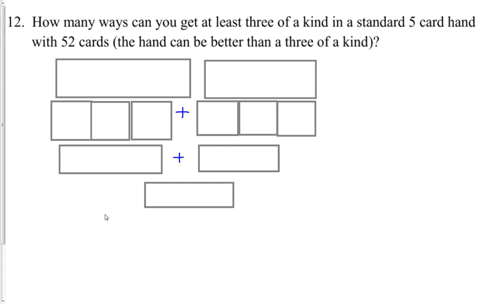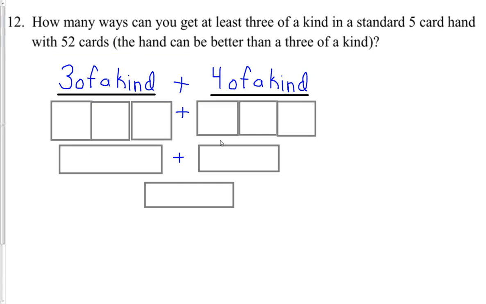And lastly, how many ways can you get at least 3 of a kind in a standard 5-card hand with 52 cards? The hand can be better than 3 of a kind. So we're going to solve for if we get 3 of a kind and if we get better than 3 of a kind, which would be 4 of a kind.